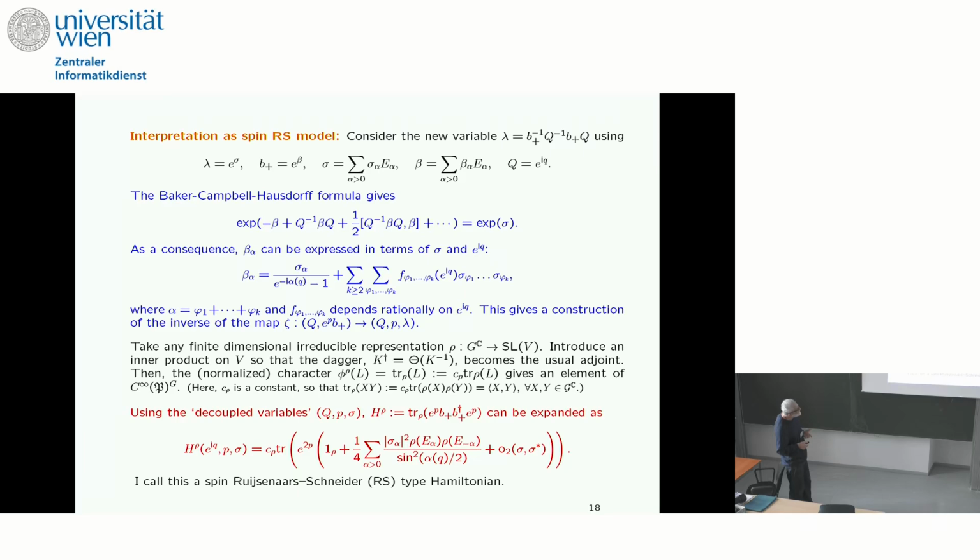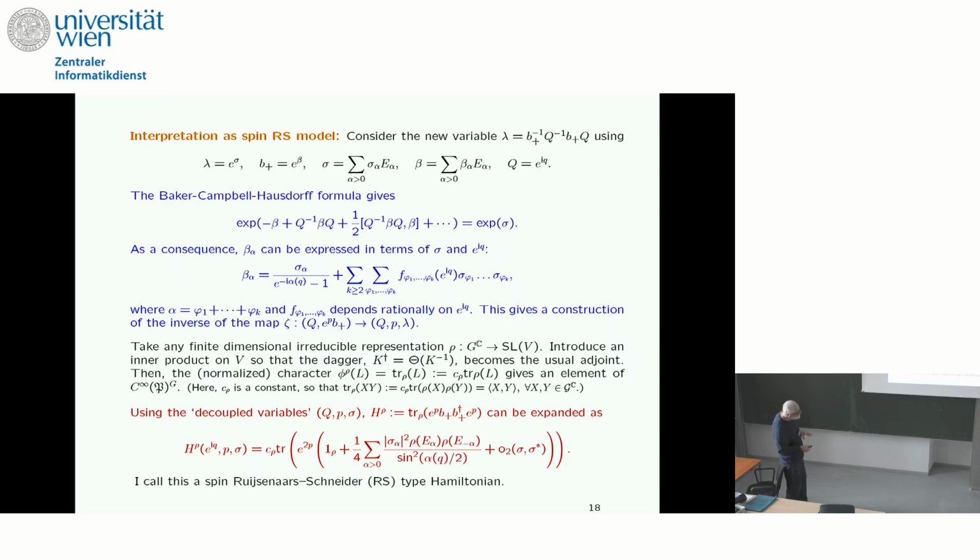Then I have some interesting Hamiltonians. To obtain them, I take an irreducible complex finite dimensional representation of that group, and this is basically just the adjoint with respect to the unitary structure. Then I take basically the character, the trace in the representation, normalized with some normalization constant, and I apply this trace to L. This is L, this positive definite element B B dagger, but expressed in terms of the variables Q, P and sigma, where sigma is from this lambda. And then you find that it has this form.